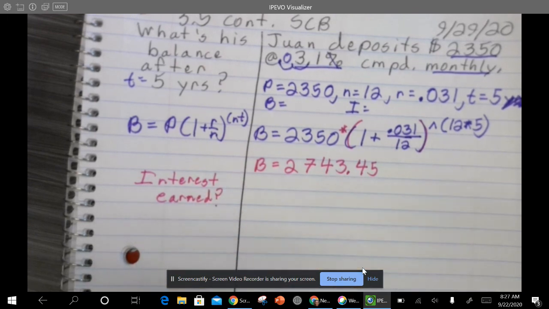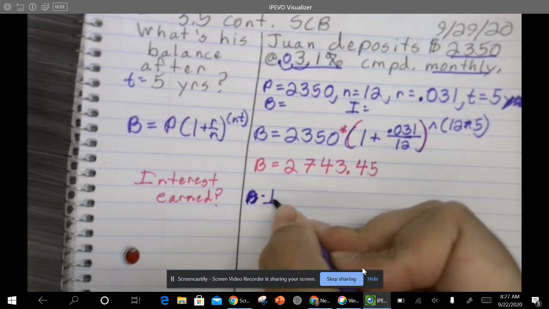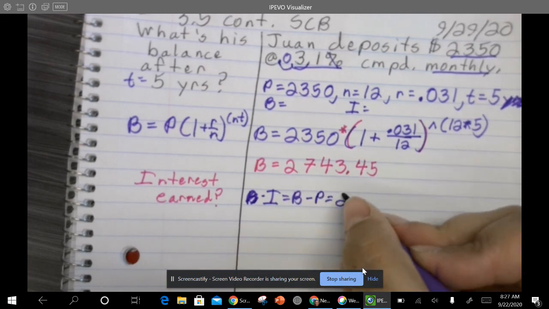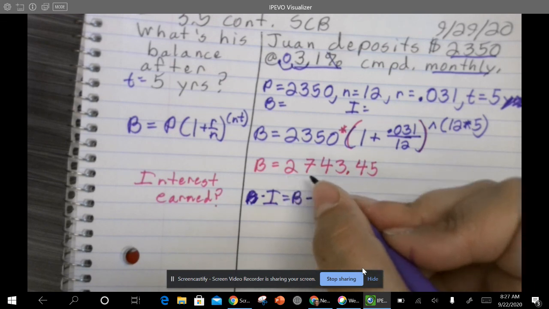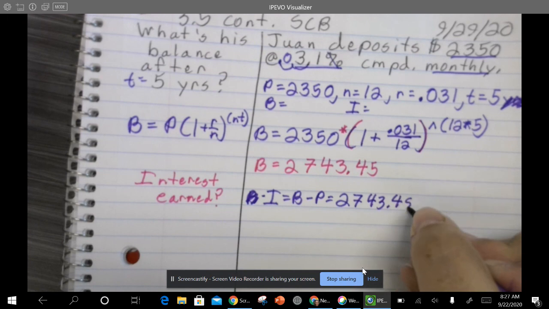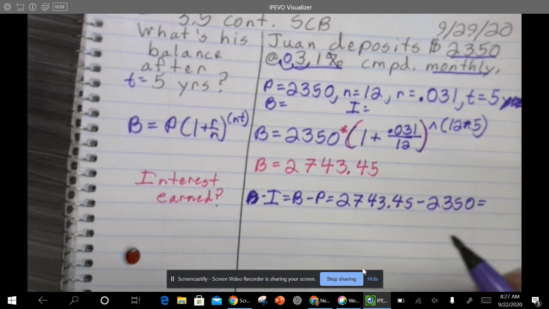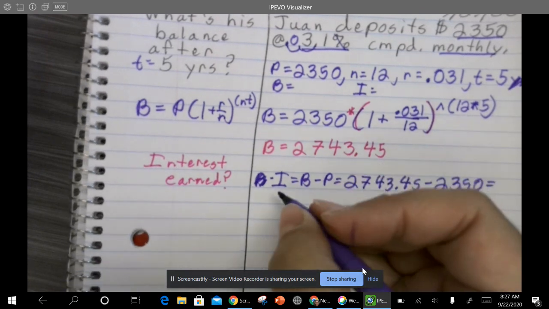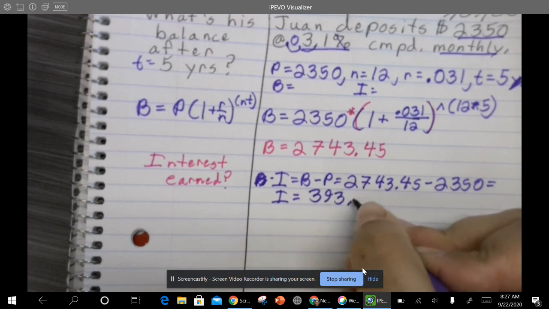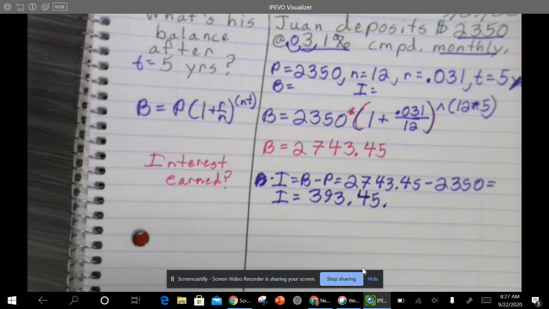Okay, and we want to know the interest earned. So the interest earned is going to be I is equal to the balance minus the principal. So we bring down that balance, $2,743.45 minus 2,350. So the interest is equal to $393.45. Okay, everybody got this?